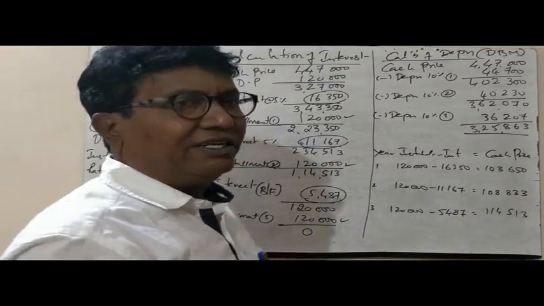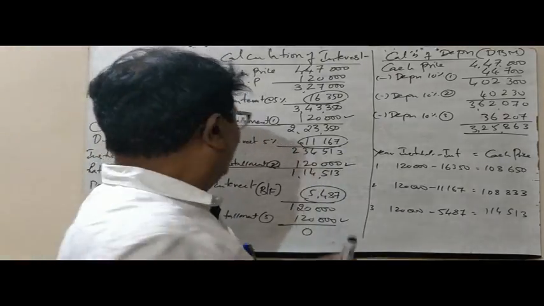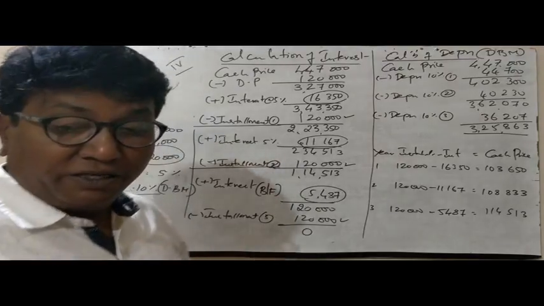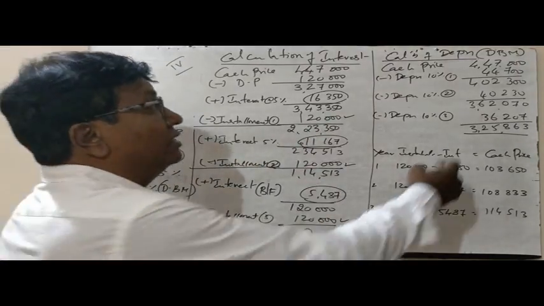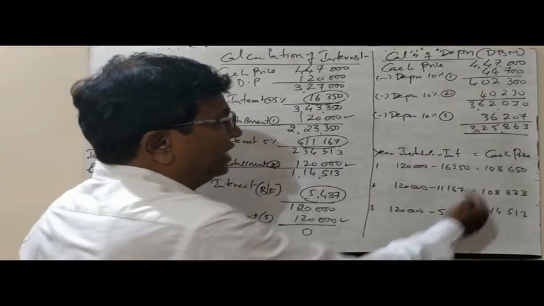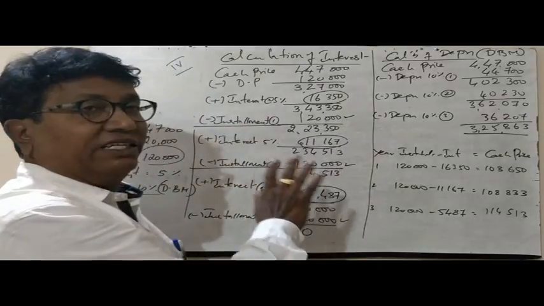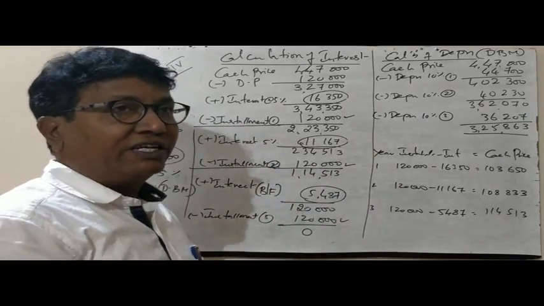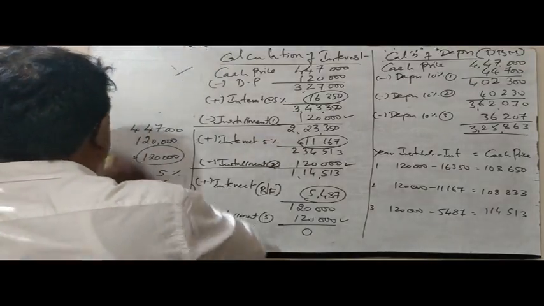Now what is the important point for us? What are the important things we need to take is very simple. We have to take first interest, then the depreciation amount and the cash price of the assets. If we make a note of this, that is more than sufficient for us in preparing the ledger accounts. Now I'll make a note over here.